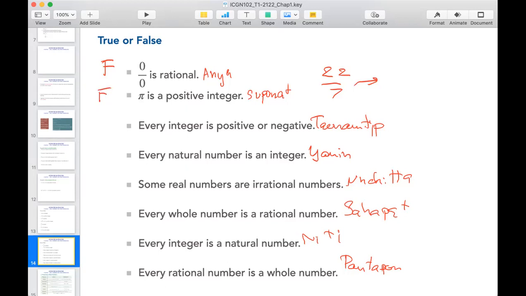Next one. True. Every integer is positive or negative. Yeah. Okay.